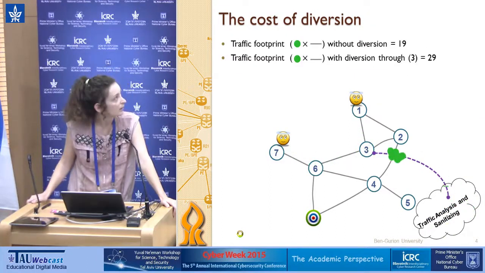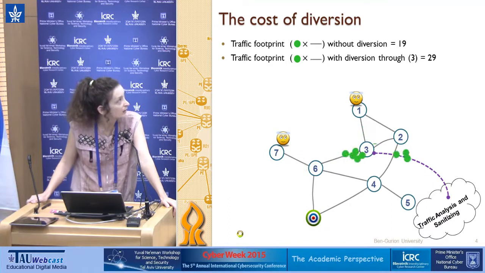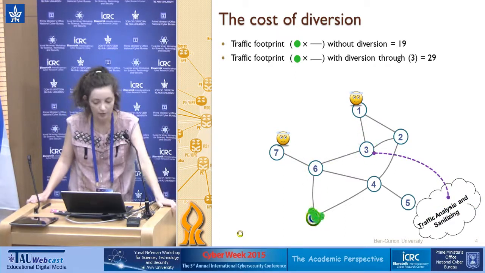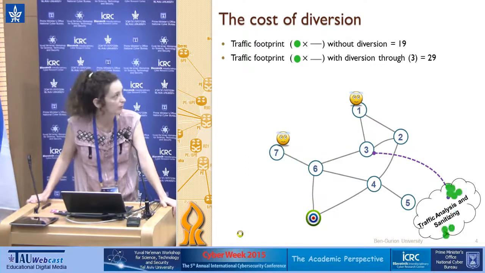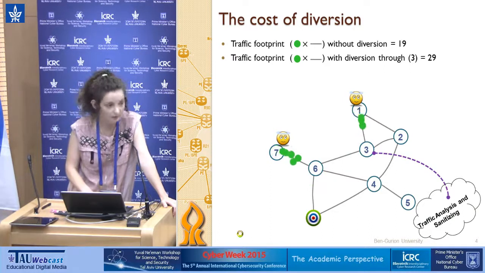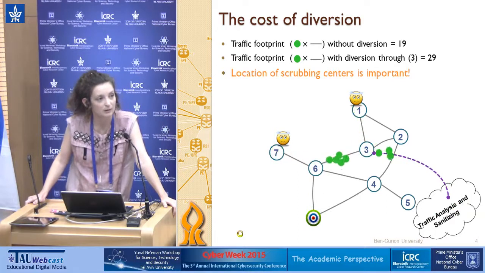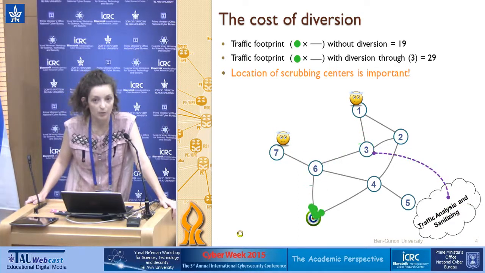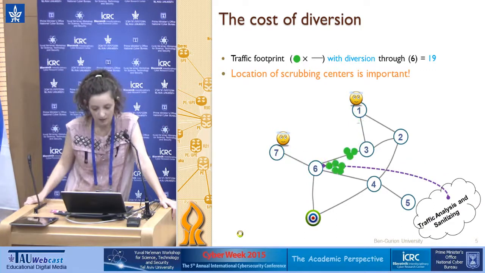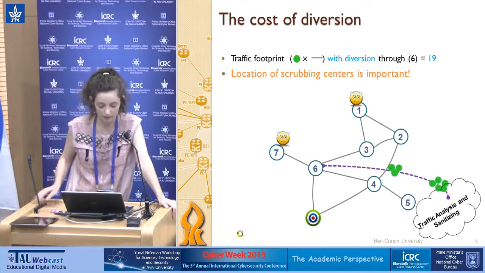We define traffic footprint as the flow volume times the route length of the flow. In this example, the footprint of the green traffic without diversion is 19. When diverting it through node number 3, it goes to 29, which means that diversion has a cost. It is important to locate the scrubbing centers according to some optimization strategy. If we divert the traffic through node number 6, then there is no penalty in the diversion.